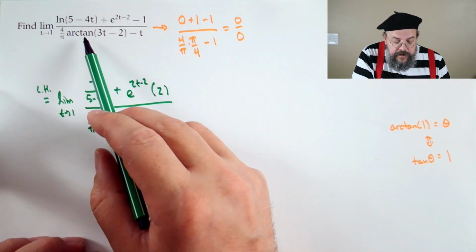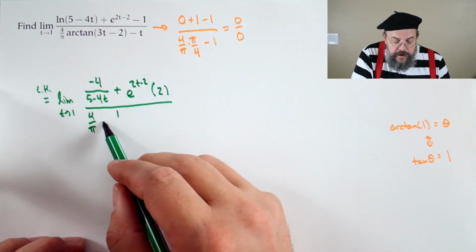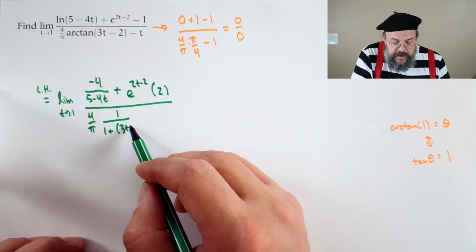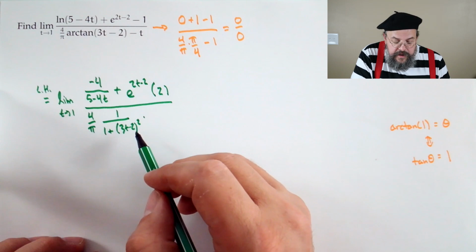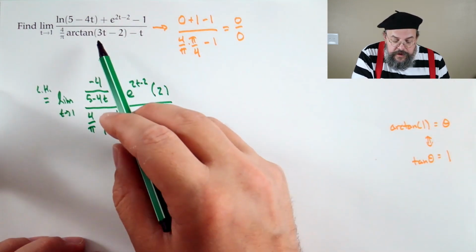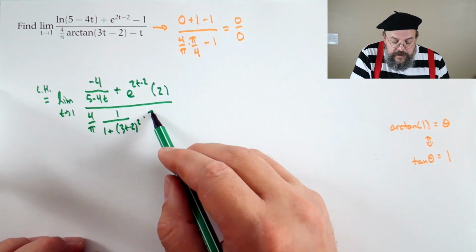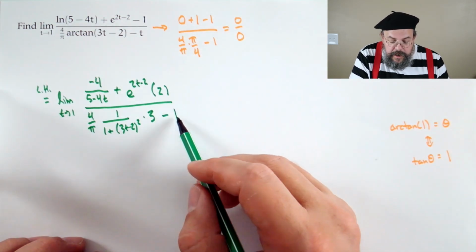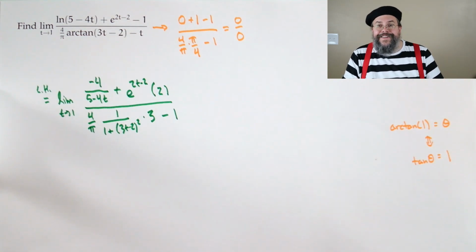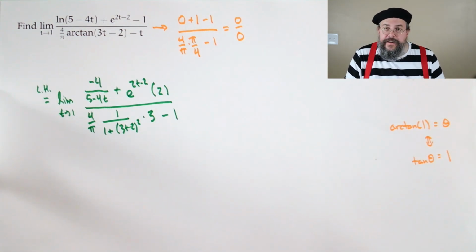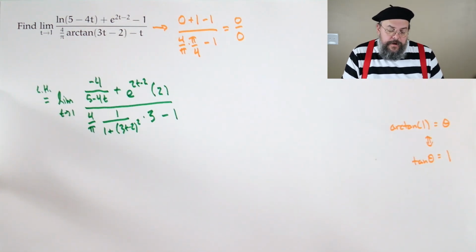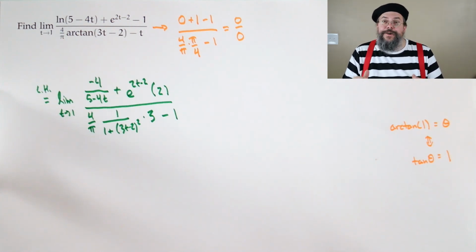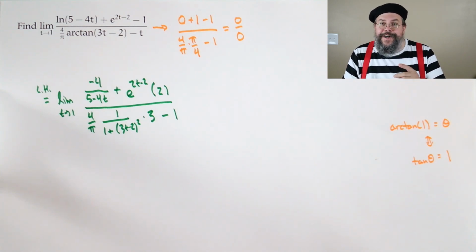Then we have 4 over pi, a constant. The derivative of arctangent is 1 over 1 plus the inside squared, times the derivative of the inside. The derivative of 3t minus 2 is 3. And then the derivative of minus t is minus 1. All right, good. So we took our derivatives, and there we go. Now, what do we do? Well, let's plug in 1, and maybe we'll get a number. And if we do, we're done.